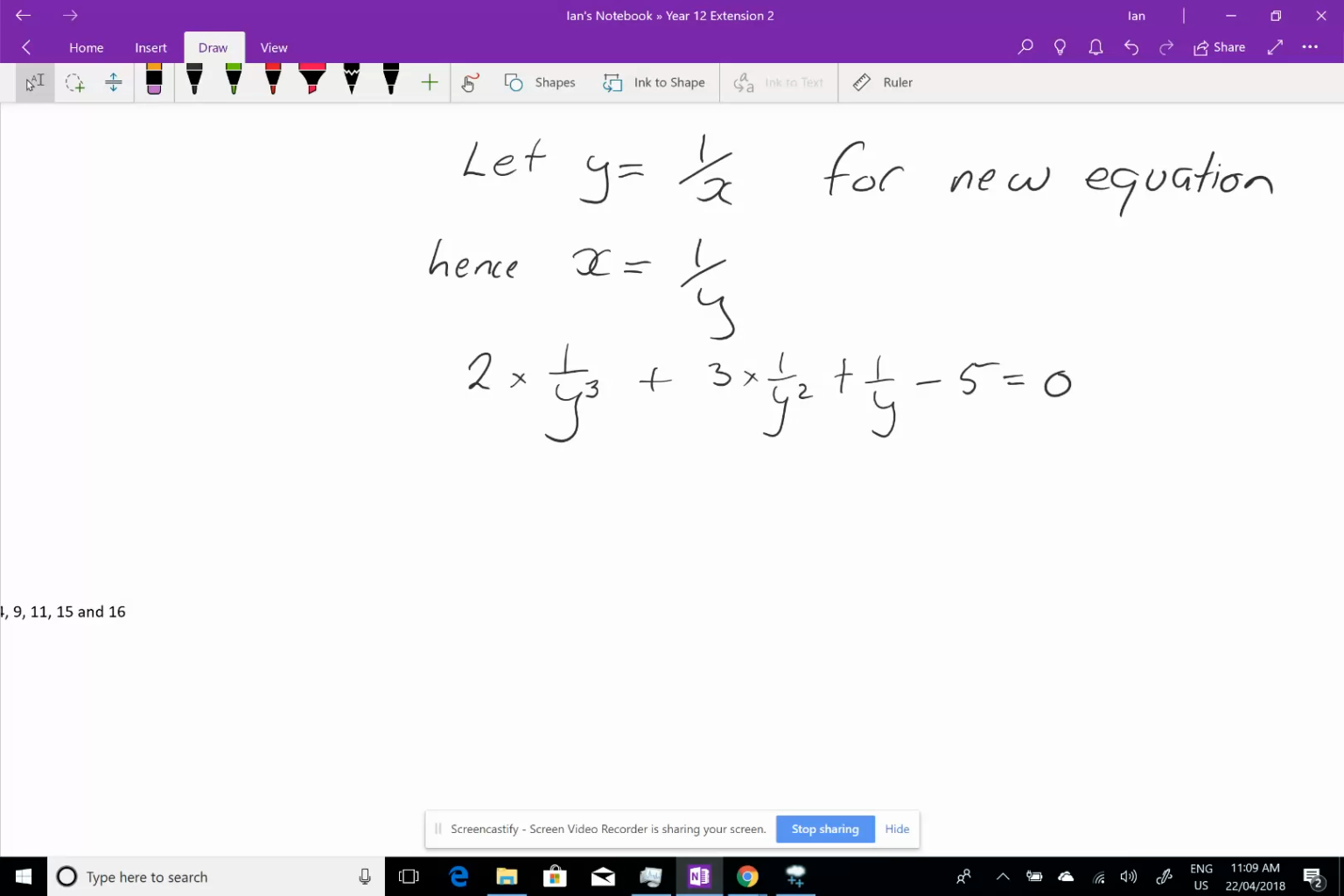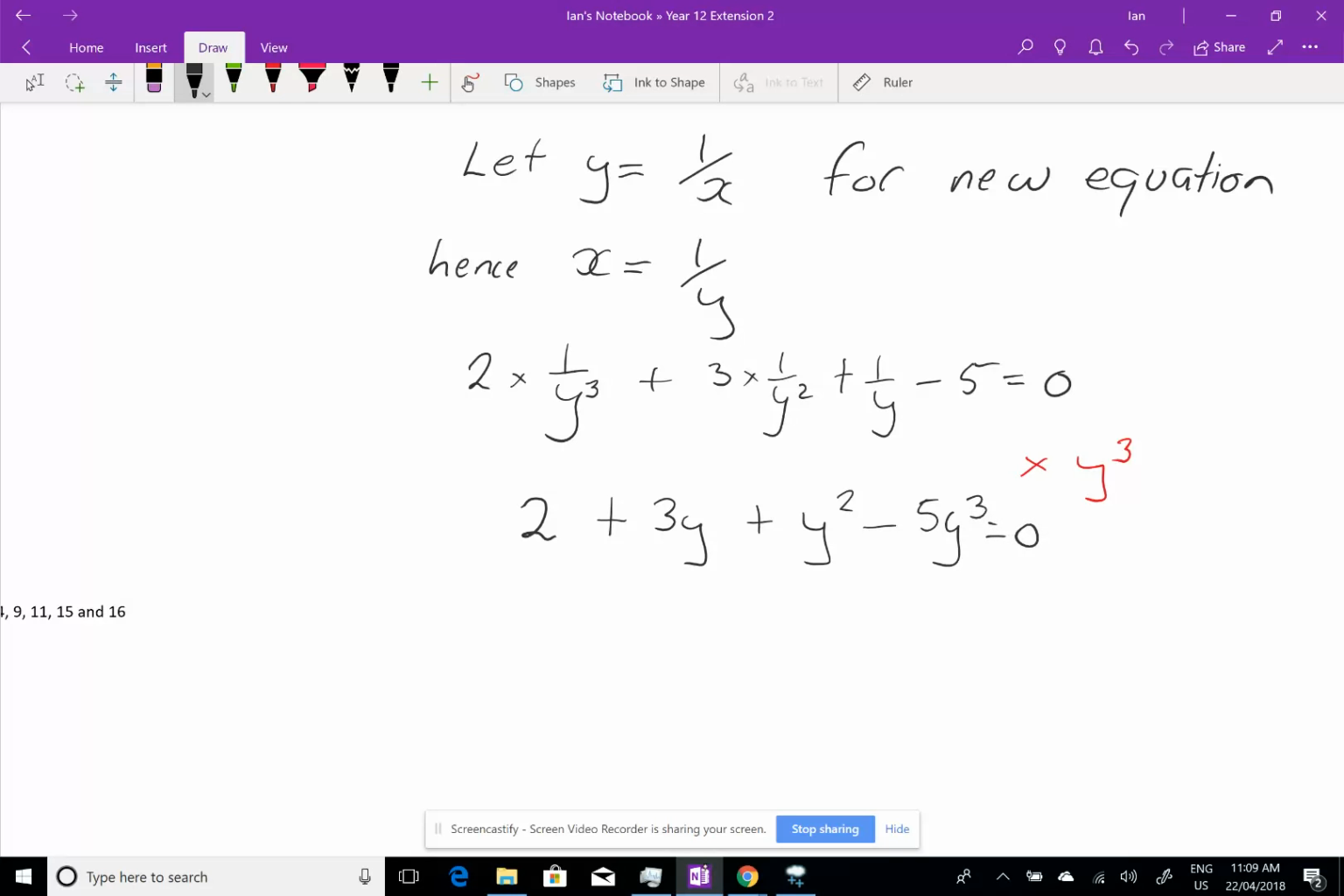I've got the equation, that's essentially it. But I'm going to multiply everything, because I don't like the y's on the bottom. I'm going to multiply by the highest power of y, so I'm going to multiply everything by y cubed. Here, the y cubed will cancel, I'll just get 2. Here, I'll get 3y. Here, I'll get y squared. And here, I'll get minus 5y cubed equals 0.